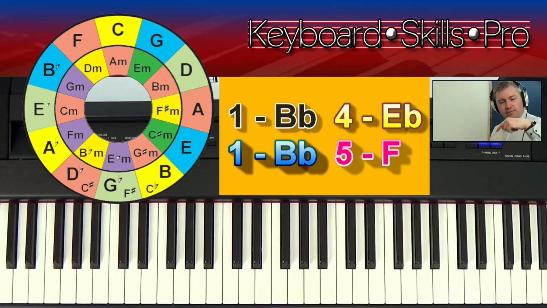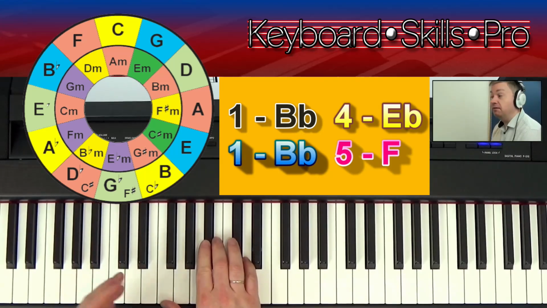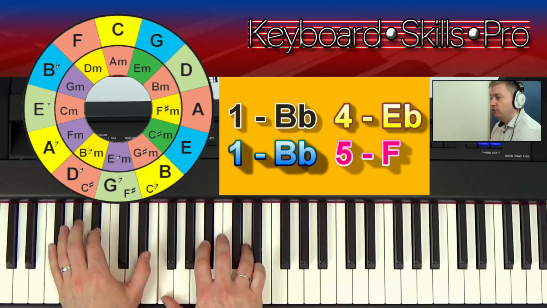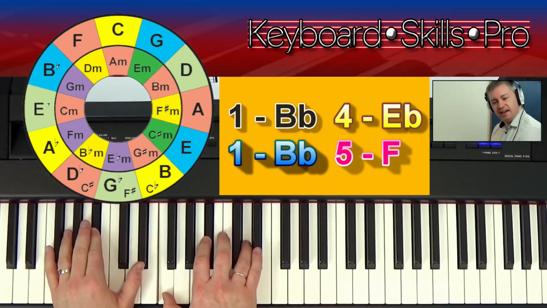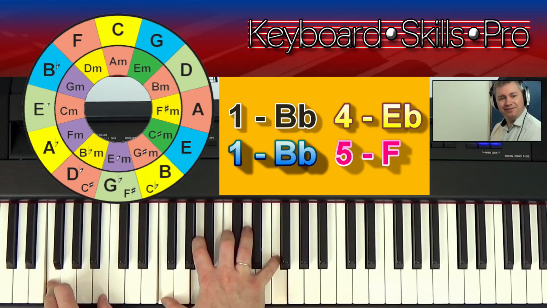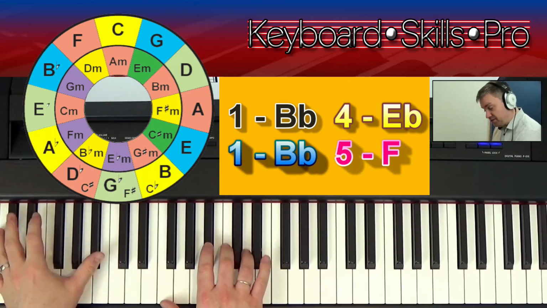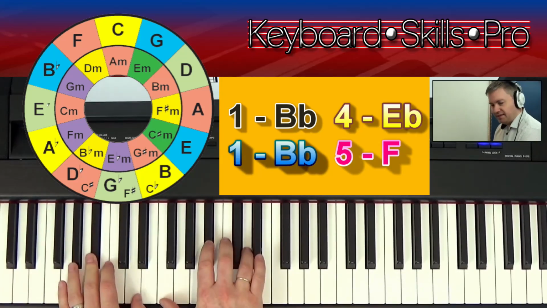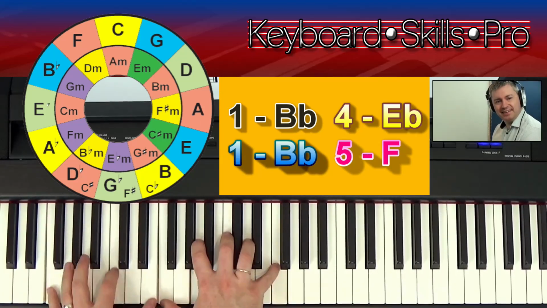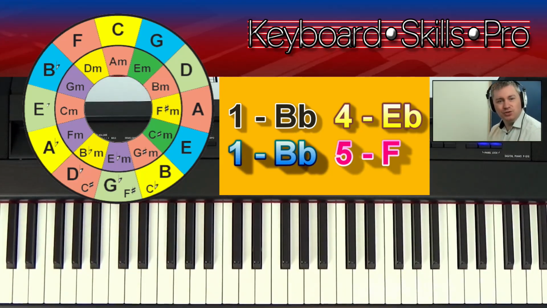So how do I make that play in the key of B flat? Well, I just basically use the numbers. 1, 4, 1, 5. So I play 1 of B flat, 4 is E flat, back to 1, and then 5. And then you can play the same pattern, and you get the same intro. But now it leads into your new song.